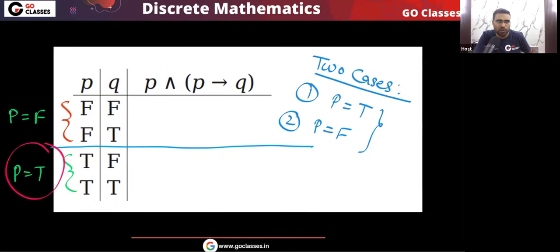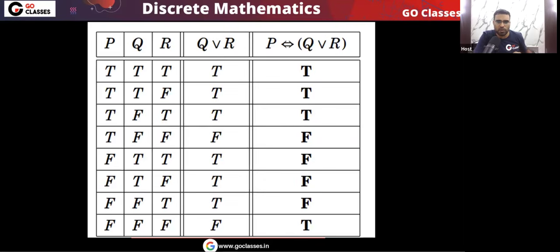When I consider p equal to true, then these two possibilities I am covering. So in these two cases, I am covering all the possibilities. Is this point clear? Let me know. Similarly, here also you can see the same thing.